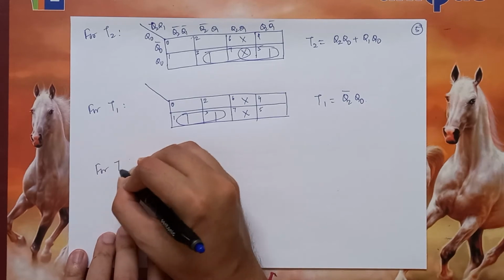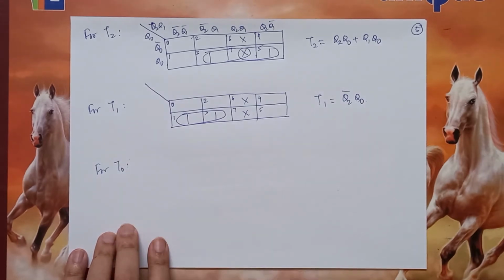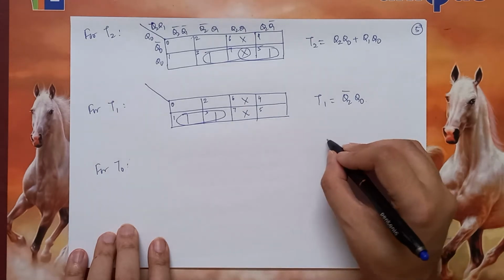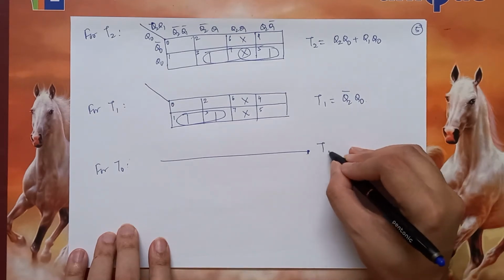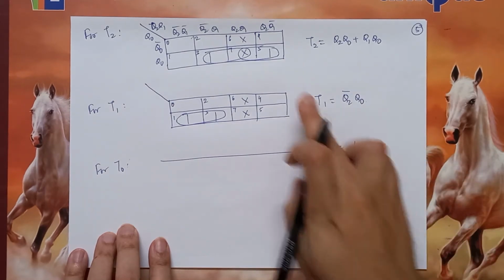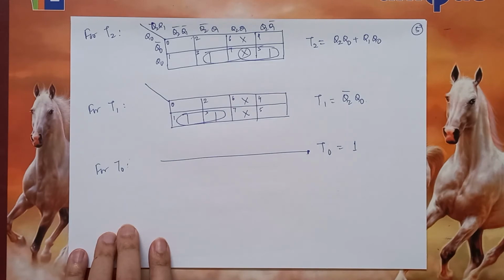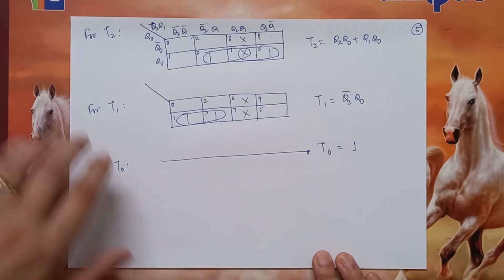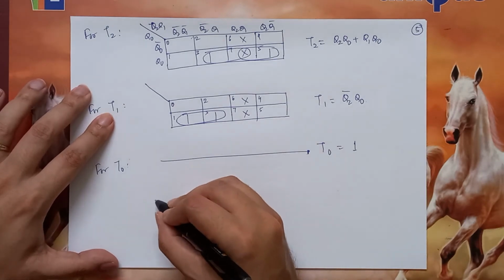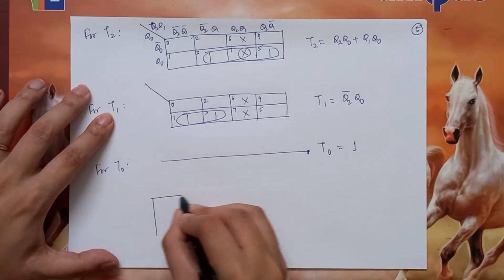And for T0, you don't even need to construct a K-map. You can simply say that you have 6 ones and 2 don't cares, which make T0 equal to 1, because all the 8 can be grouped together. So now what would our final circuit look like? Let us draw that.